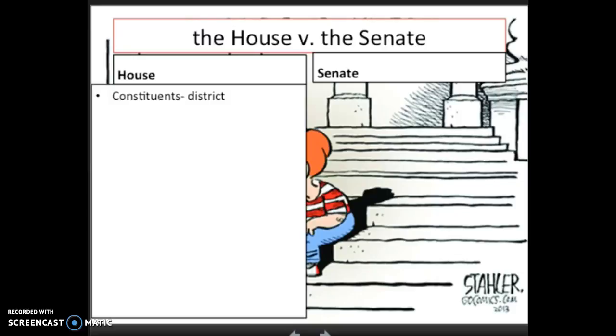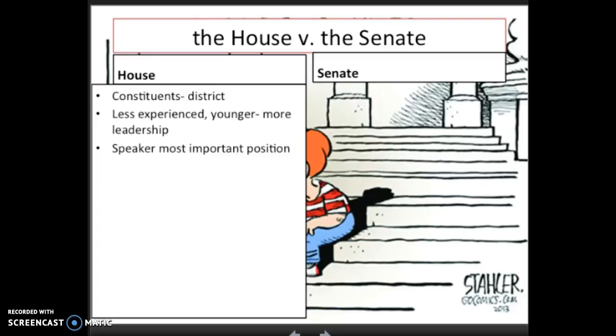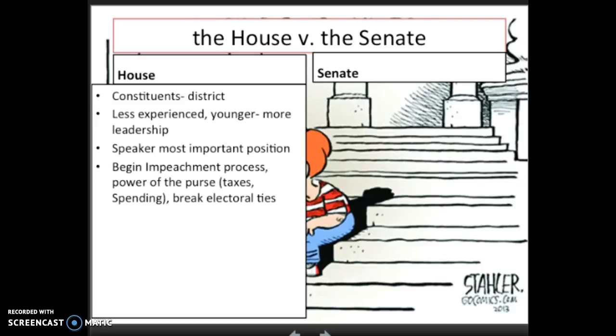And of course, a district is just a smaller number of people, so they have less variety of needs to accommodate. The intention was that they were going to be less experienced. They were going to be a younger group. They were going to need more leadership. The procedures are more formal. The speaker has more power. Right, the speaker being the most important position, especially with that referral power to be able to give a certain committee a bill to either help it flourish or to kill the bill.